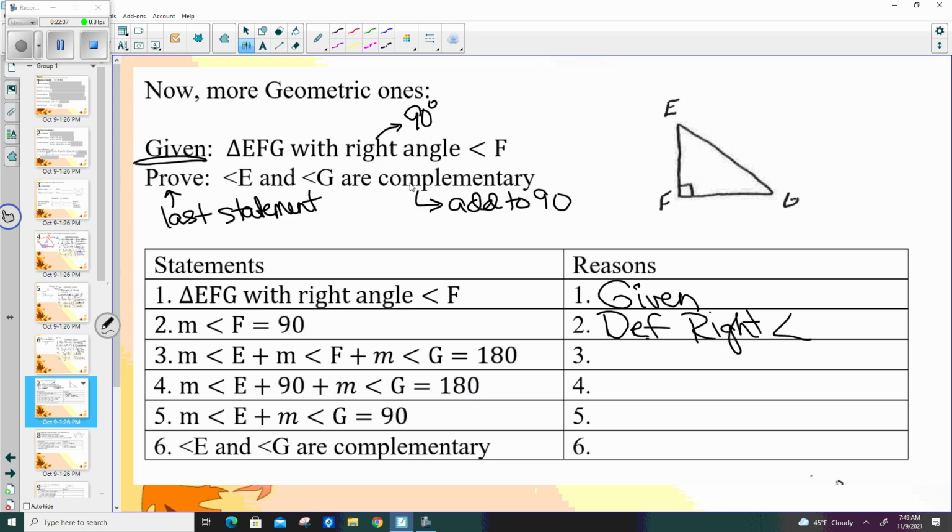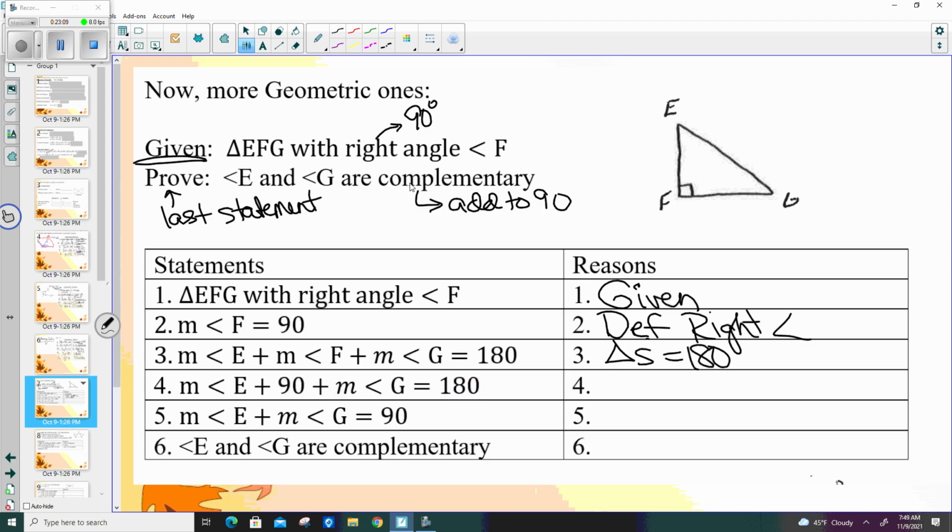Now we have our next statement. The measure of angle E plus measure of angle F plus the measure of angle G is equal to 180. Where does that come from? Triangle angles add up to 180. Remember I said I abbreviate a lot? I just drew a triangle and put an S next to it. Triangles equal 180. So you can shorten these phrases as long as we can tell what they mean.